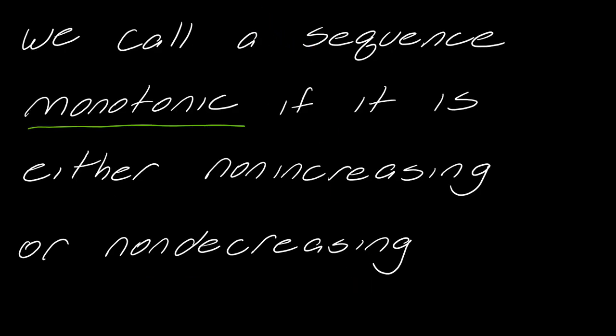And so we call a sequence monotonic if it's either non-increasing or non-decreasing. If it's not one of those things, then it is non-monotonic. So what would be a classic non-monotonic sequence? Again, that would be our 1, -1, 1, -1, because it's just bouncing back and forth. So this is non-monotonic, and it's also unbounded. Or actually, no, it's bounded, but it's non-monotonic.